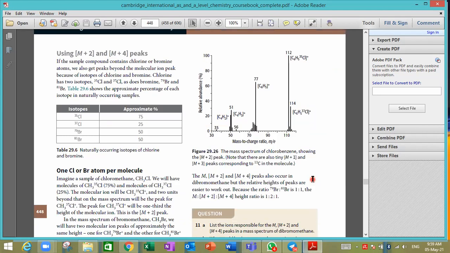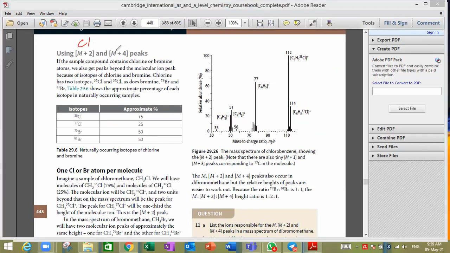Now, sometimes we also have what we call the M plus 2 peak and the M plus 4 peak. When do we get the M plus 2 peak and the M plus 4 peak? We get the M plus 2 peak whenever we have a chlorine atom inside our molecule.